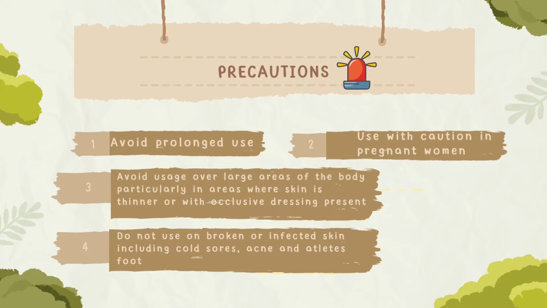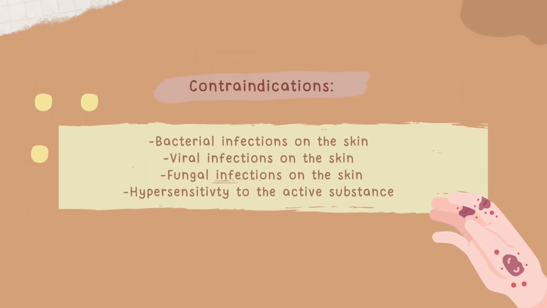Then, avoid using hydrocortisone cream over large areas, especially in areas where the skin is thinner or when an occlusive dressing is present. Also, do not use on broken or infected skin, including cold sores, acne, and athlete's foot. So, the contraindications when using hydrocortisone cream are bacterial infections on the skin, viral infections on the skin, fungal infections on the skin, or even hypersensitivity to the active substance.